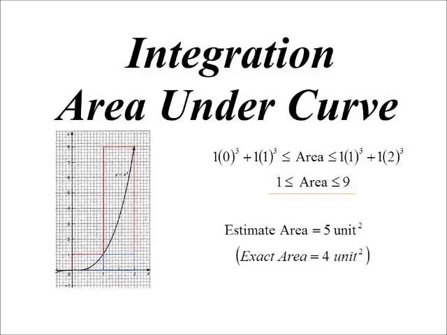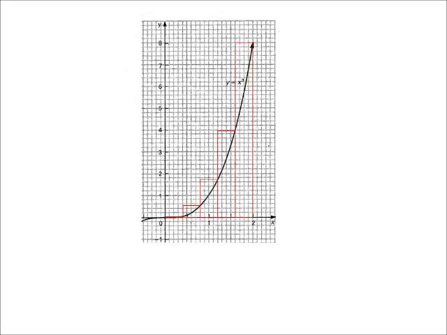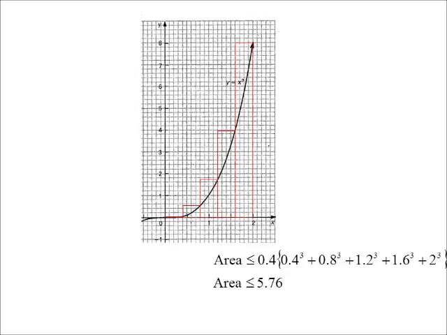How can I improve the estimate? More rectangles. It's a great idea though. Let's do more rectangles. So now I've done 5 rectangles. And so the width now is 0.4 and the heights would be 0.4 cubed, 0.8 cubed and so on. So I now know it's less than 5.76.